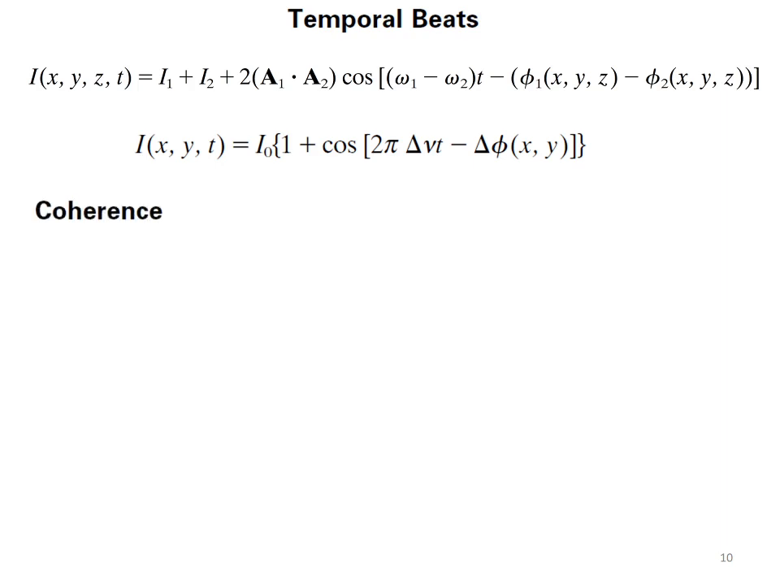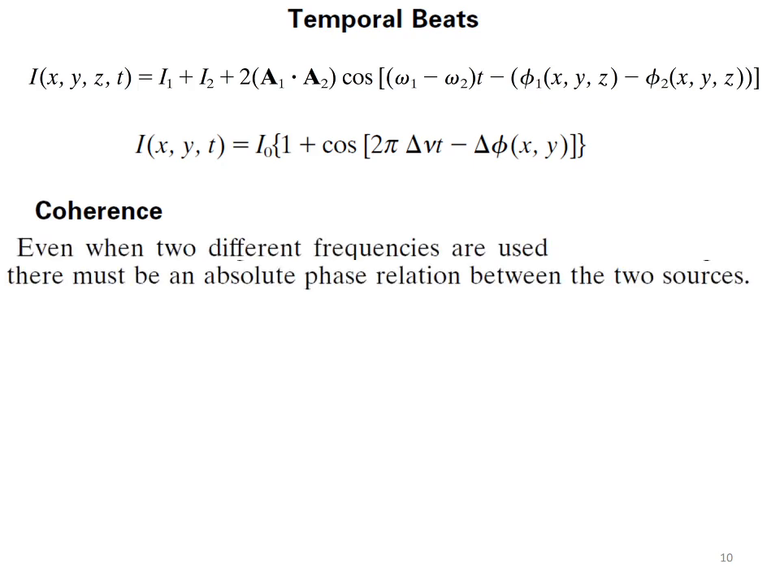Now comes the concept of coherence. Why is coherence needed? What is the meaning of coherence? Because in your lower classes, I hope you would have heard that to obtain an interference pattern, we must have two sources which are coherent, right? But then you should ask the question, why is it so? Why must they be coherent? The answer lies here in this expression.